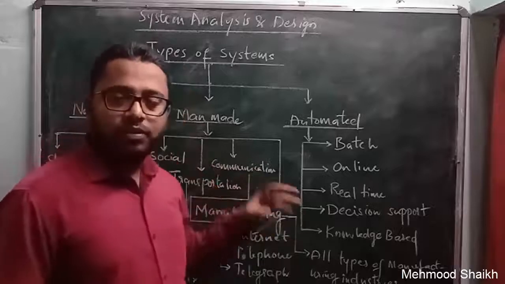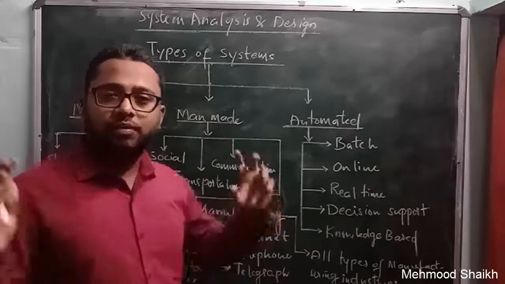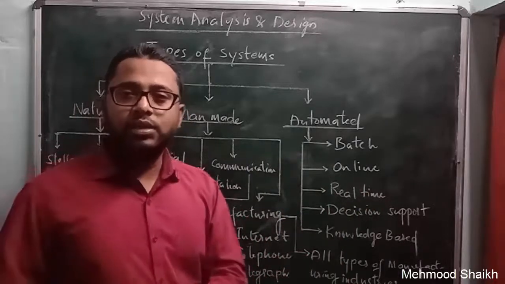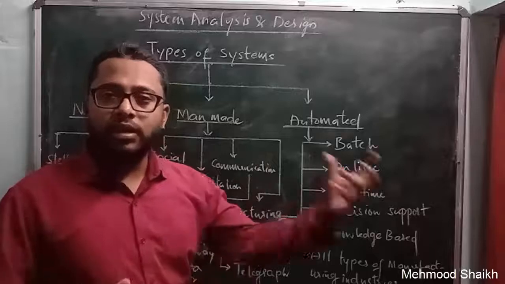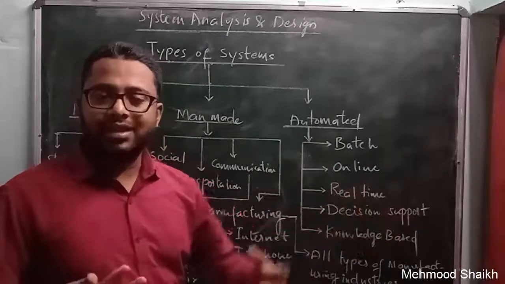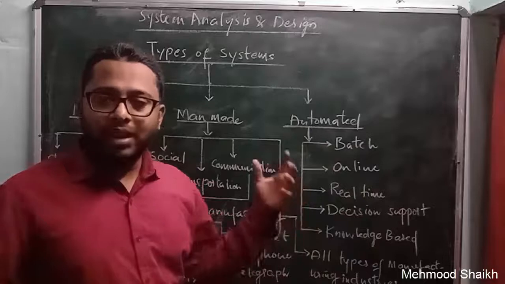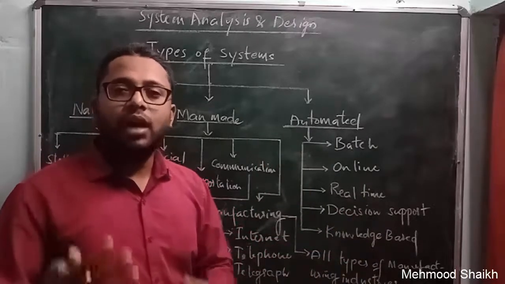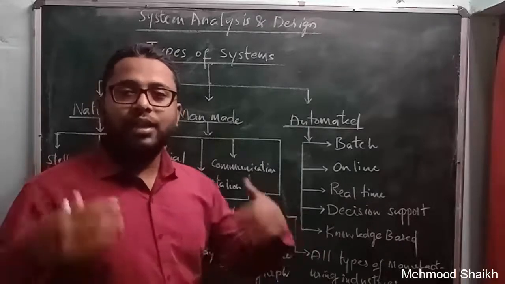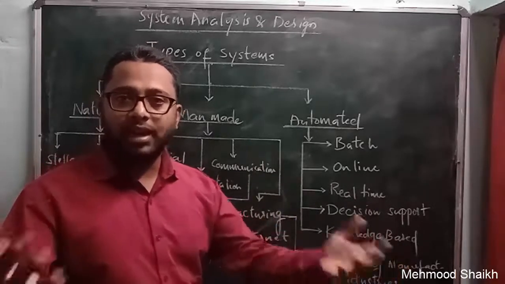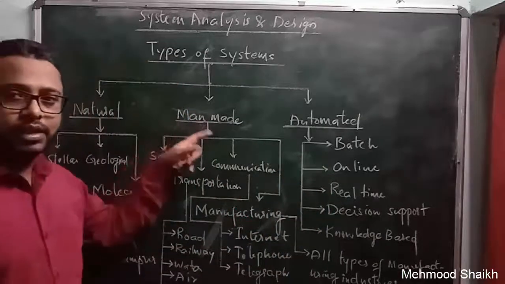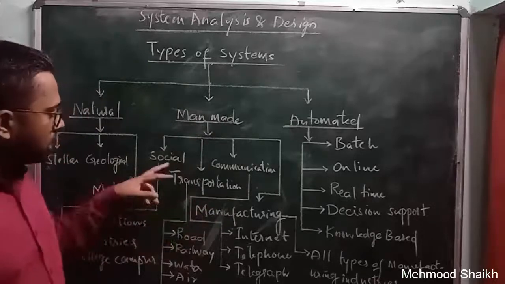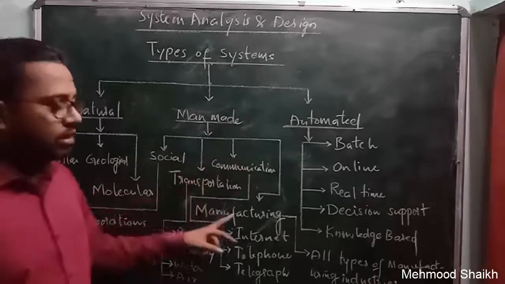These man-made systems are formed when more and more people started coming together and using technologies like vehicles, machineries, and computer-based systems. When these people come together and use this technology to achieve their objective, they form an ecosystem, and that system is called a man-made system. Under man-made system we have various subcategories, as I said: social, communication, transportation, and manufacturing.